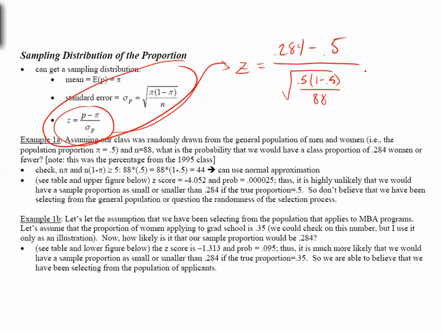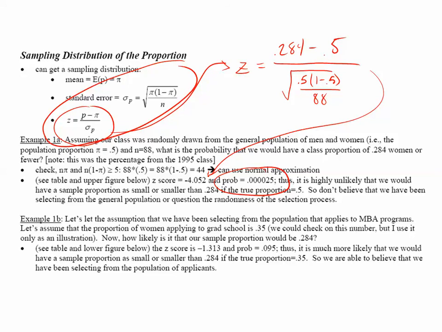So we can see once again that our sample size is related to our sample distribution. This calculation creates a z-score of negative 4.052. Now 4.052 is quite a few standard deviations away from the mean, and using a normal distribution we can use either the table or the norm dist function that we used before. We find that the probability of that happening, the probability of only getting 28% women when you drew them from a population that was half women, half men, is 0.000025, much less than 1%. So it's highly unlikely that this would have a sample proportion as small as 28%.